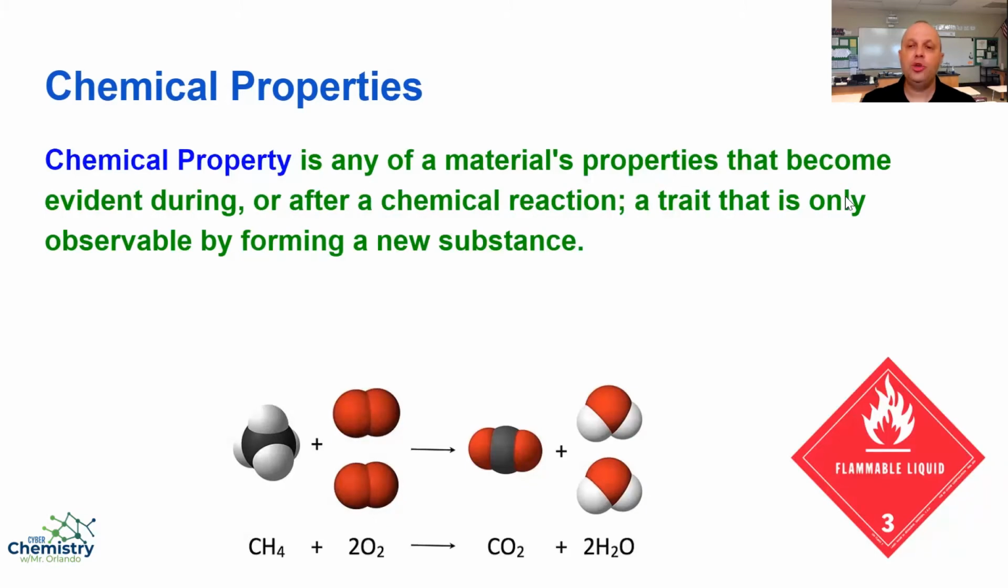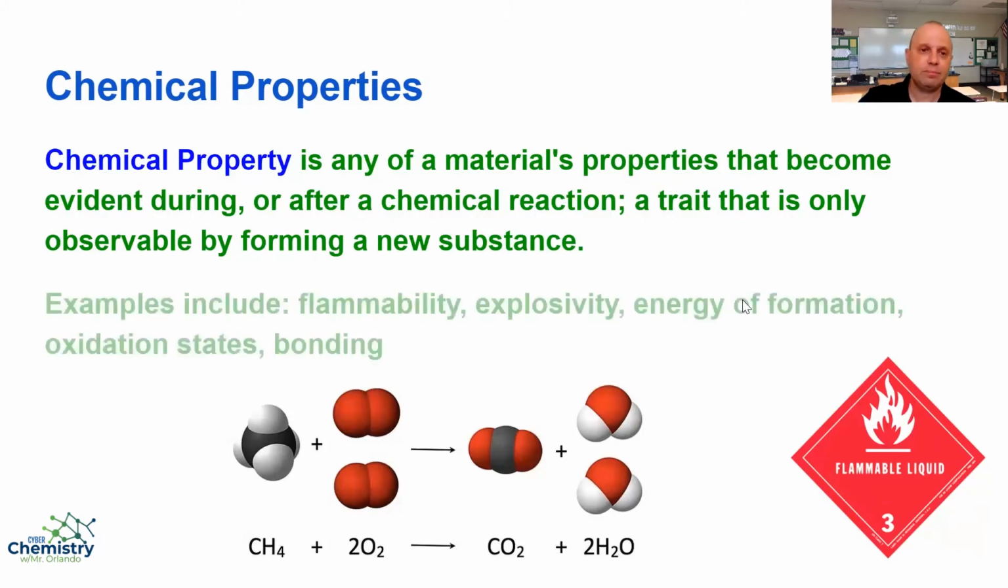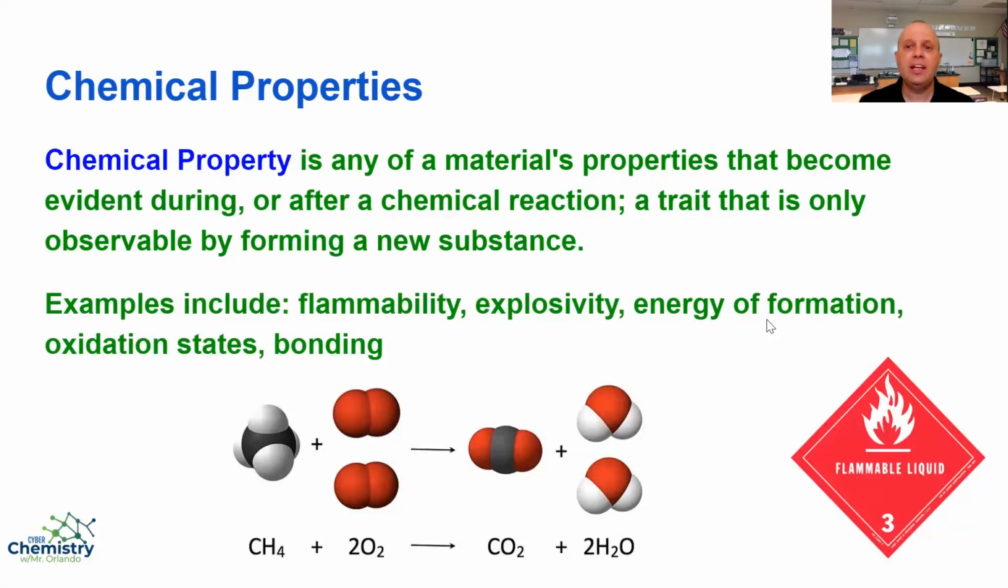But here's the trick. You can't look at methane and tell that it's flammable. So this is a characteristic, a property, if you will, that is observable only through a chemical change. Only by taking methane and combining it with oxygen and igniting it do we get our products of carbon dioxide and water, and only that way can we tell that methane is a flammable gas. So here are some examples. They include flammability, explosivity, energy of formation, oxidation states, bonding. How things bond is a chemical property. It's observed only through a chemical change.